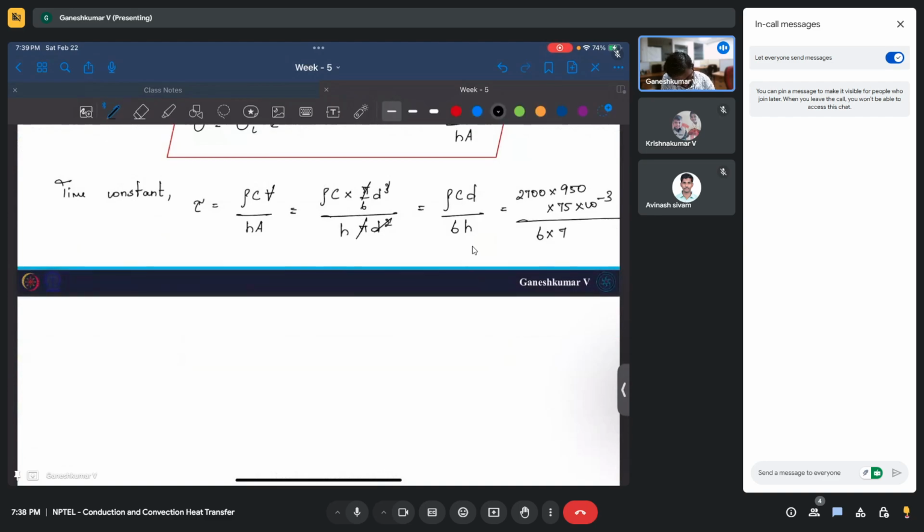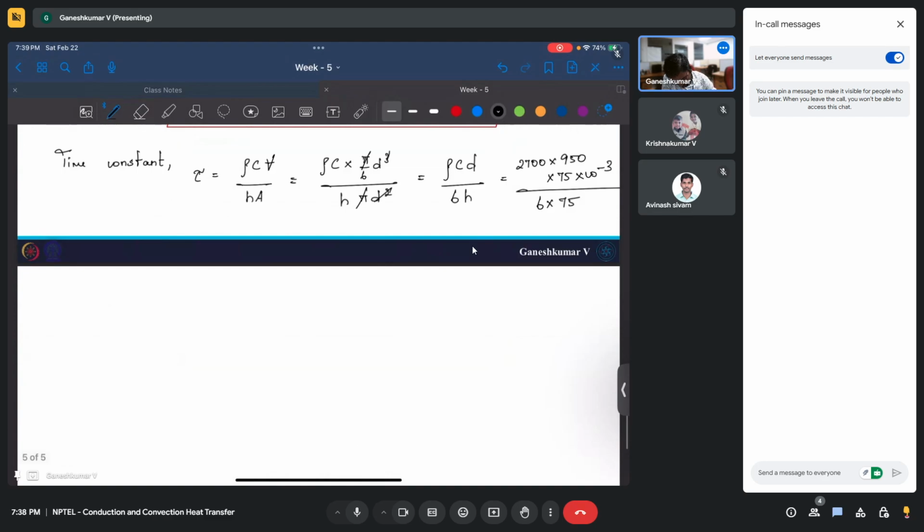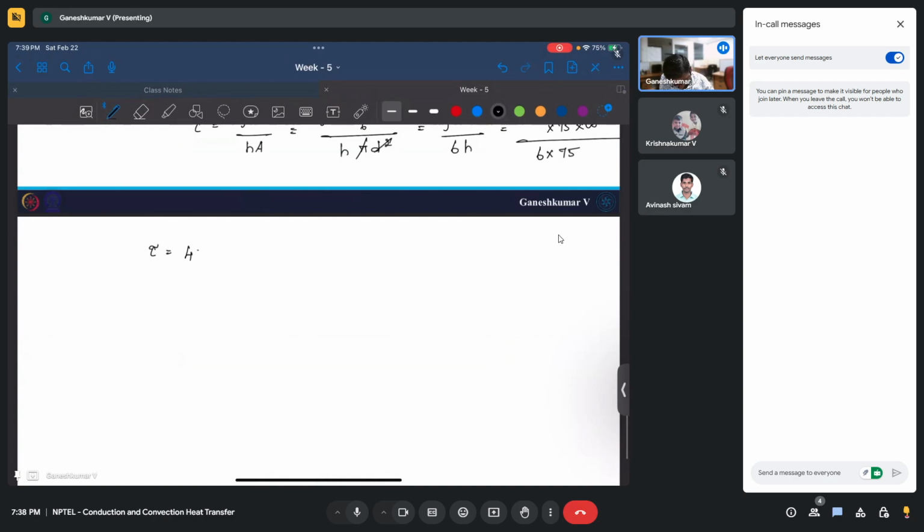So now if you put 75 here, the time constant comes out to be, if you find out, please let me know, 2700 times 950 times 75 into 10 power minus 3. For me it comes out to be 427.5 seconds. Okay, this is the time constant.